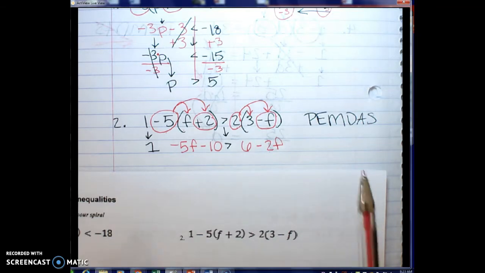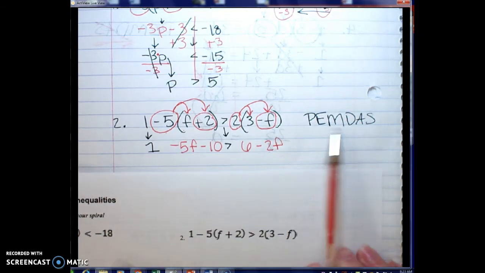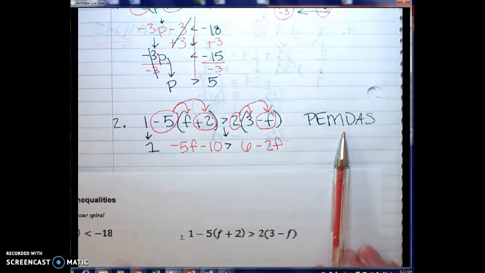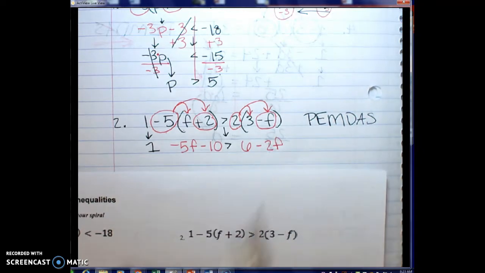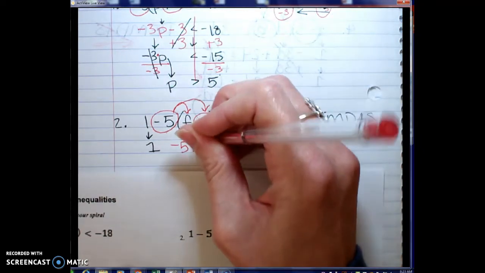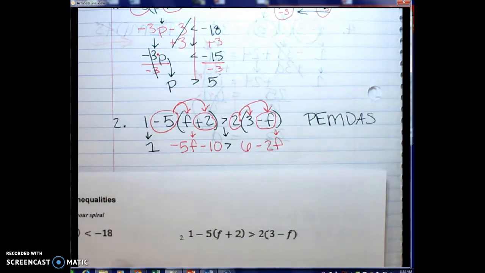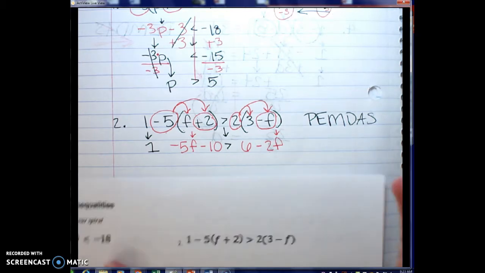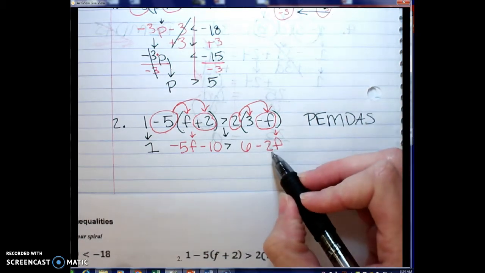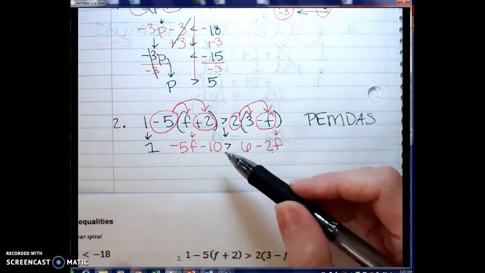From here I'm trying to decide, can I start solving? Can I start working my order of operations backwards? I got rid of my parentheses. However, if I look at my variables, I still have 2 of them in this problem. So I'm going to start by getting my variables together first before I start trying to solve. That means I'm going to do the smallest one.